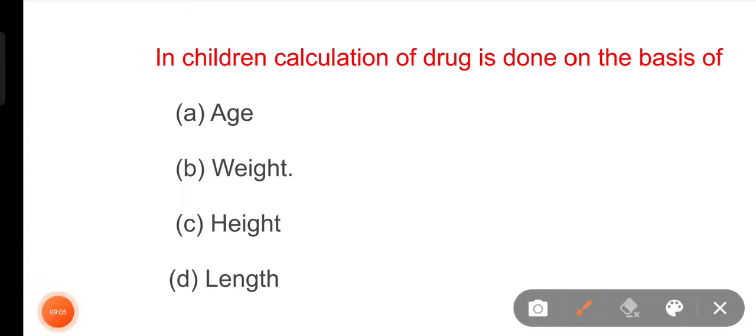The correct option is weight. Based on the weight of the children, we can calculate the drug dose.